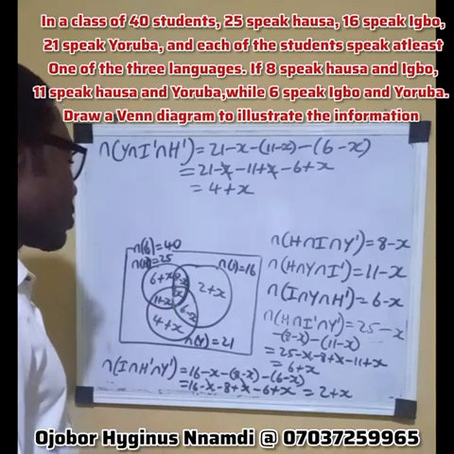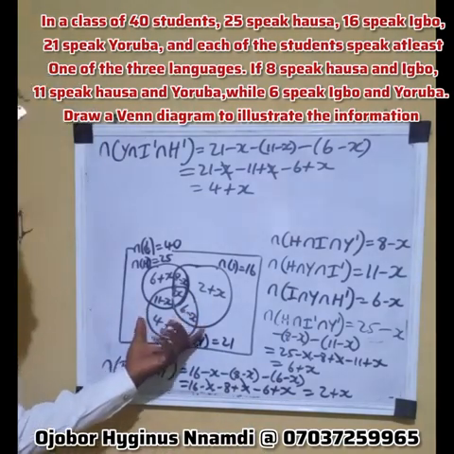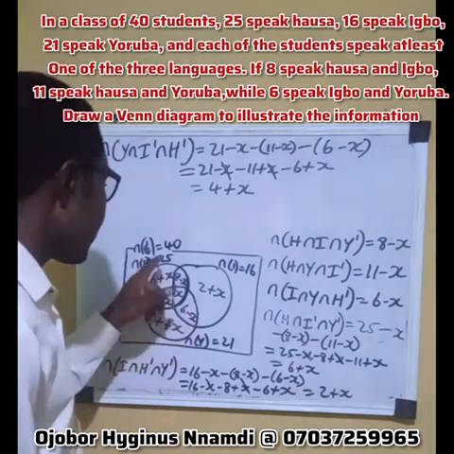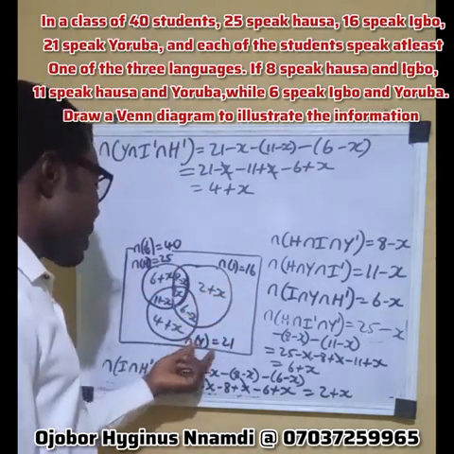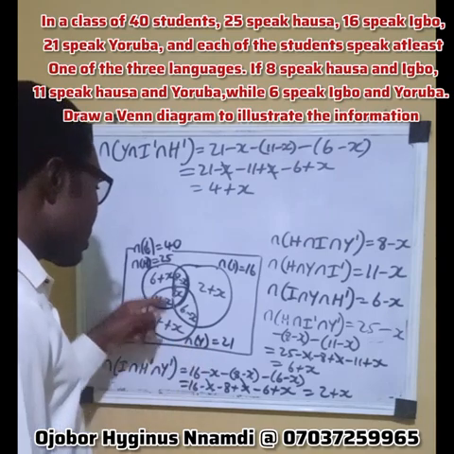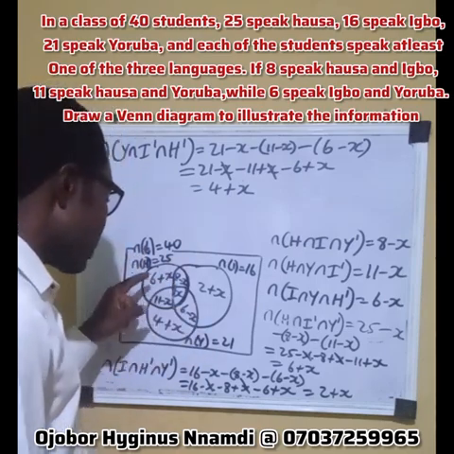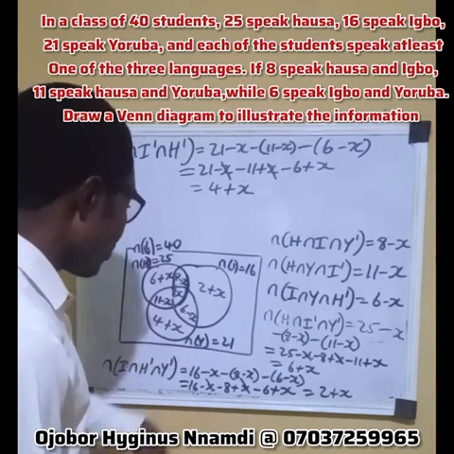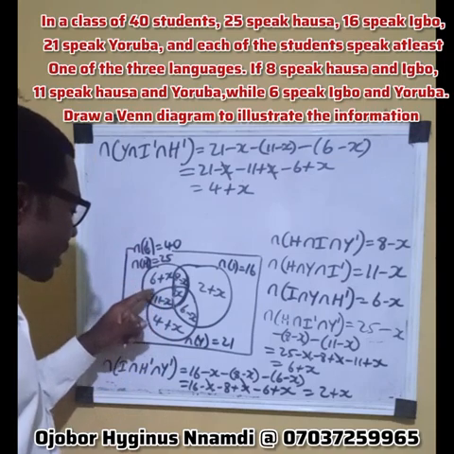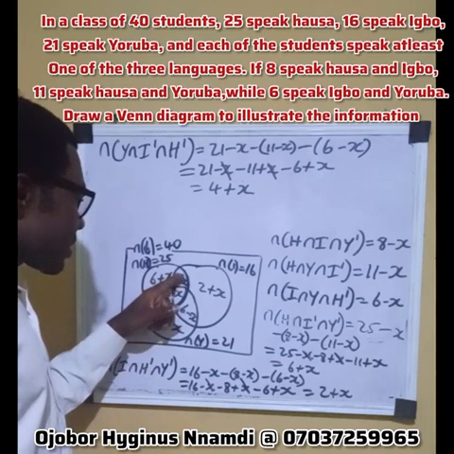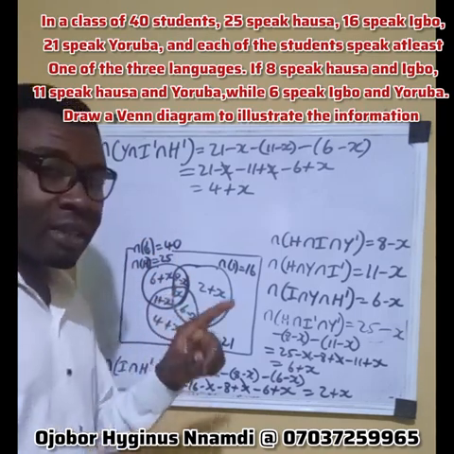That answers the first question, which says draw a Venn diagram to illustrate the information. This is the Venn diagram illustrating the information. The explanation is that we have 40 students in all, 25 speak Hausa, 16 speak Igbo, and 21 speak Yoruba. But out of these 25 that speak Hausa, some speak Igbo, some speak Yoruba, and some speak Igbo and Yoruba. So 11 minus x is the number of those that speak Hausa and Yoruba. 8 minus x is the number of those that speak Hausa and Igbo, while x is the number of those that speak the three languages.